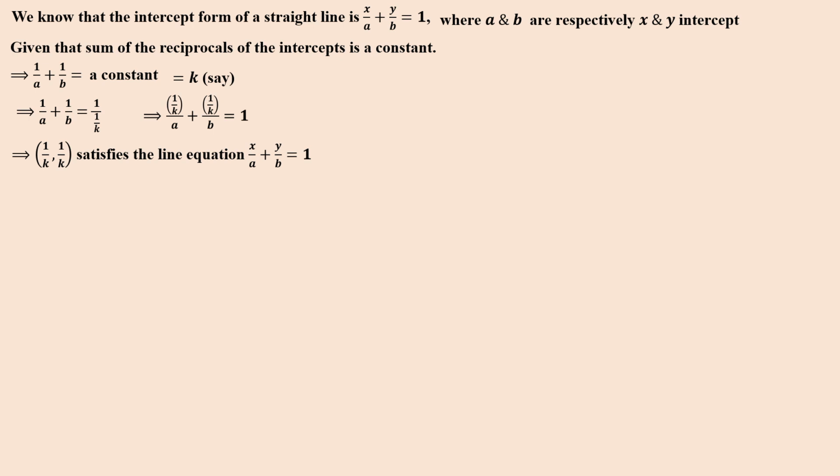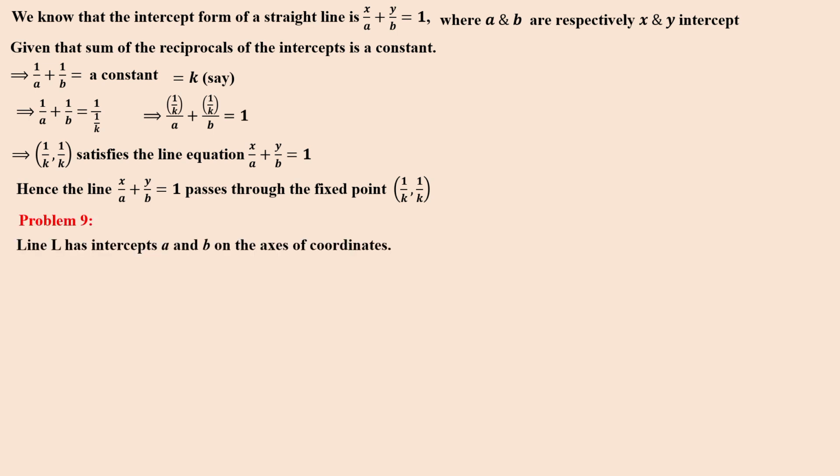That means the point is on the line, right? x by a plus y by b equal to 1. That means the line passes through that point. x by a plus y by b equal to 1 passes through the fixed point 1 by k comma 1 by k. Next problem.